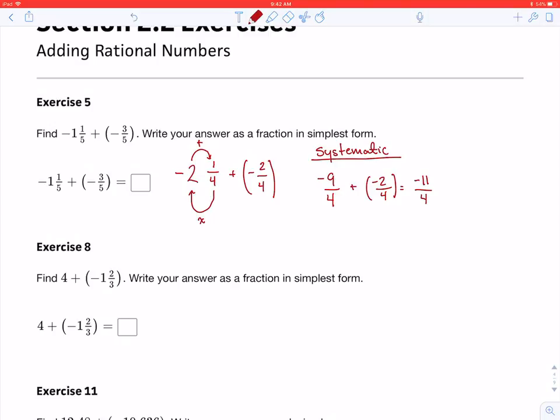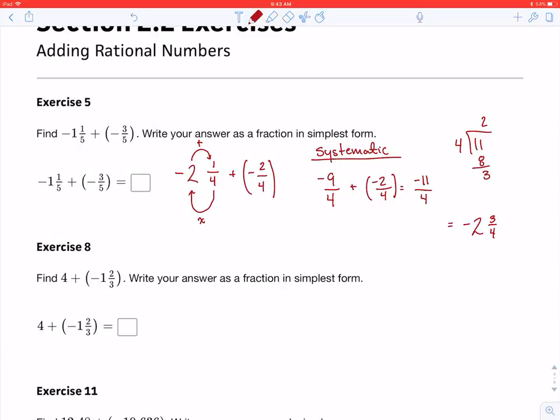And then we would figure out, what is -11/4 as a mixed number in simplest form? We can determine that by taking the top number and dividing it by the bottom number. So we would do 11 divided by 4. 4 goes into 11 2 times with a remainder of 3. And so my answer becomes -2 and 3/4. Now, this isn't the answer for this exercise 5 question. This is the answer for the example that's very similar to the exercise 5 question.